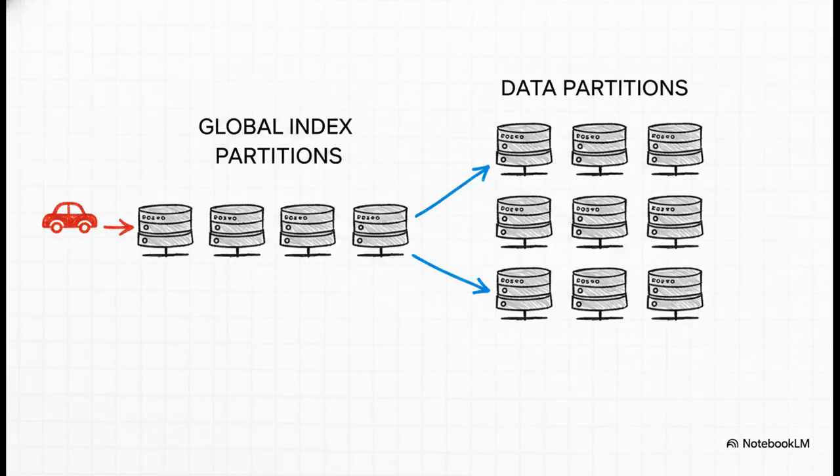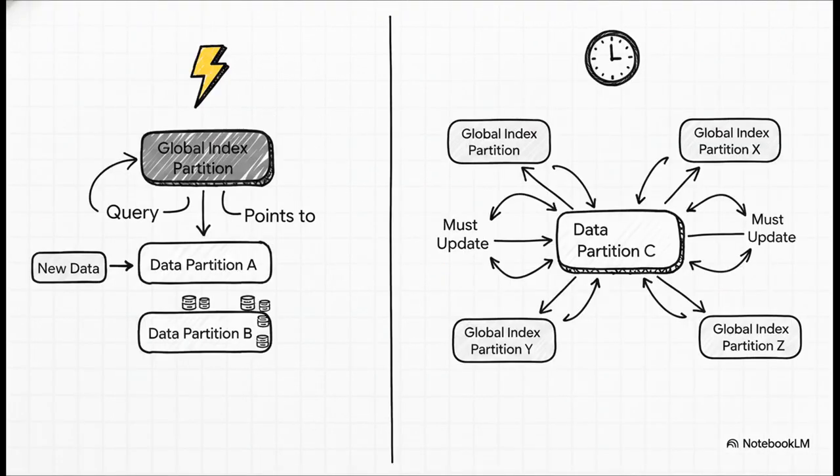The alternative to that is a global index. You could think of this as a completely separate database whose only job is to be an index. Now, this index is itself partitioned. So a query for red cars goes to one specific partition of the index, which then acts like a map, telling you exactly which data partitions contain the information you actually need. So reads are now incredibly fast and targeted, completely avoiding that whole scatter/gather mess.